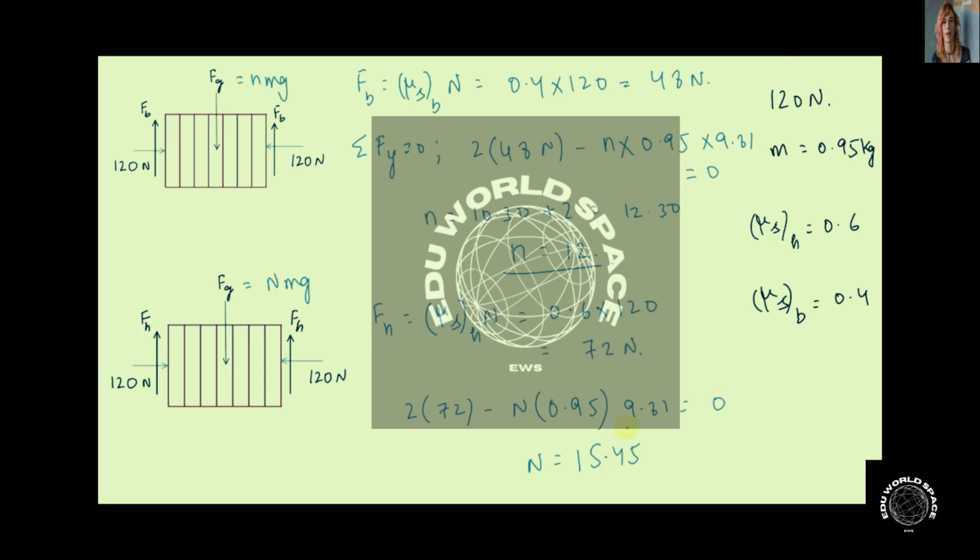Now we have obtained two values for N, that is 12 and 15.45. So the real value would be the minimum of these two values, that is 12. So N would be equal to 12. Thus we can conclude that the greatest number of books that a man can hold is 12. So I hope you have understood the problem. Thank you.